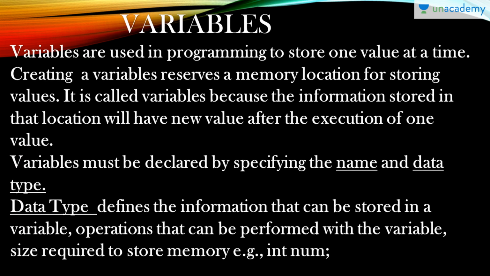Now, what are variables? Variables are used in programming to store one value at a time. Creating a variable reserves a memory location for storing values. It is called a variable because the information stored in that location can have a new value after the execution of one value. A variable must be declared by specifying the name and data type.